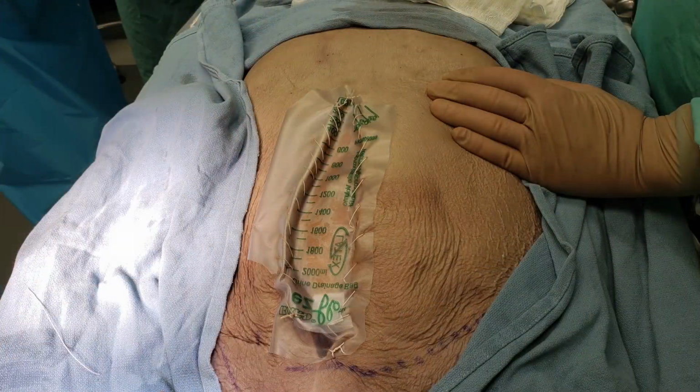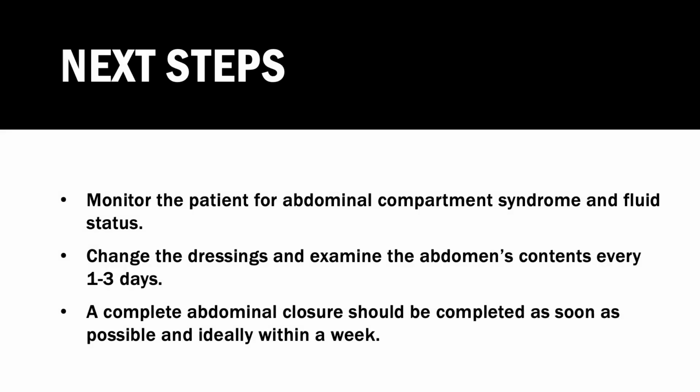Next steps. Post-op. Closely monitor the patient for abdominal compartment syndrome and fluid status. Change the dressings and examine the abdomen's contents every 1 to 3 days. A complete abdominal closure should be completed as soon as possible, and ideally within a week.